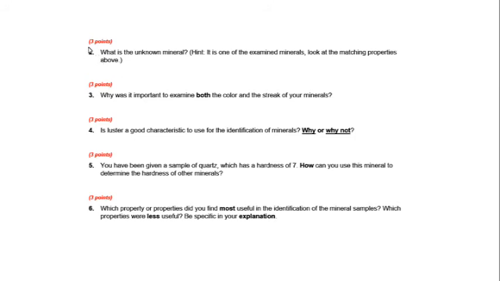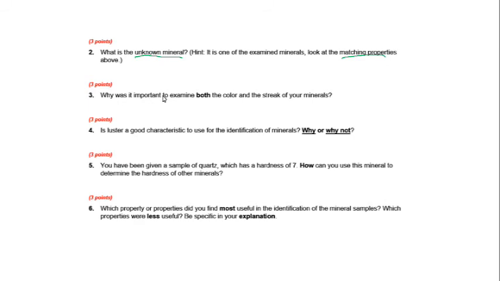The first one is worth 3 points. What is the unknown material? And I want you to justify it to me, right? There's a little hint there. You should look at the matching properties based on your table. And once you've used those, just explain to me why you came up with that mineral. Don't just write something there. The worst thing you can write is even a mineral that is not listed there, right?